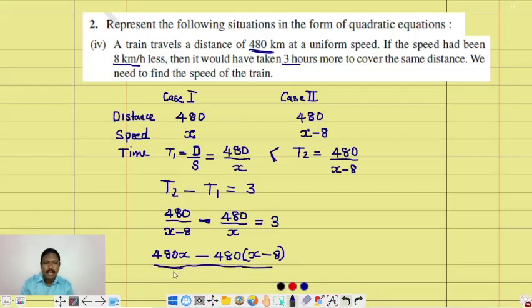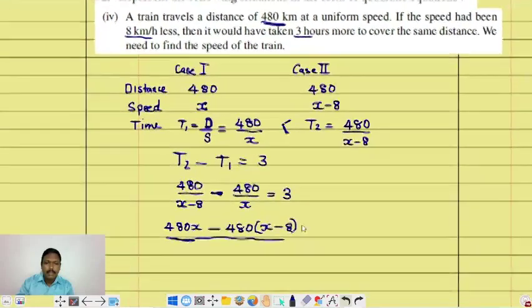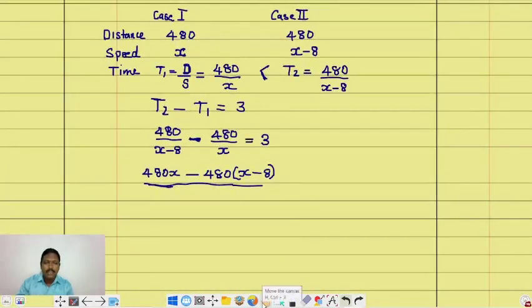All divided by what we can write? This product. What is the product here? The product will be x into x minus 8. X into x minus 8 is equal to 3.